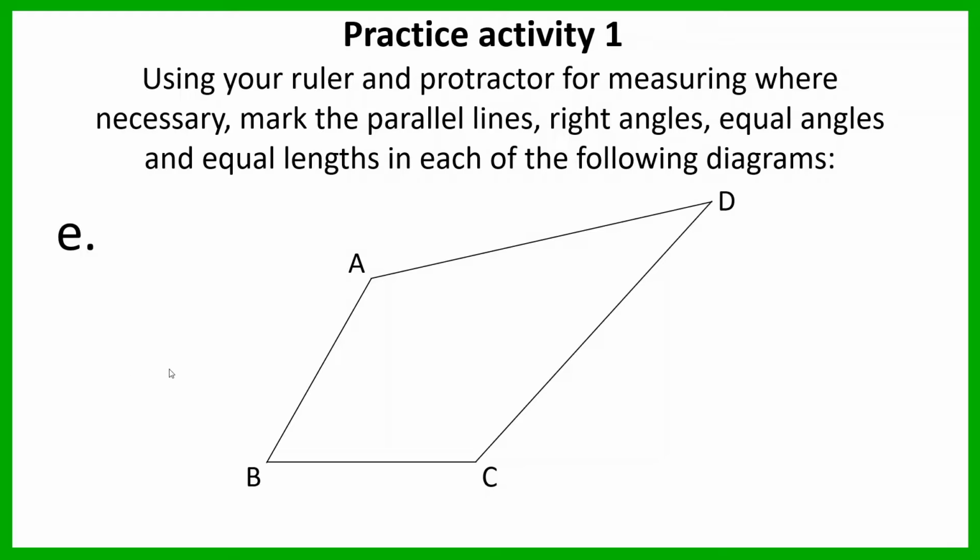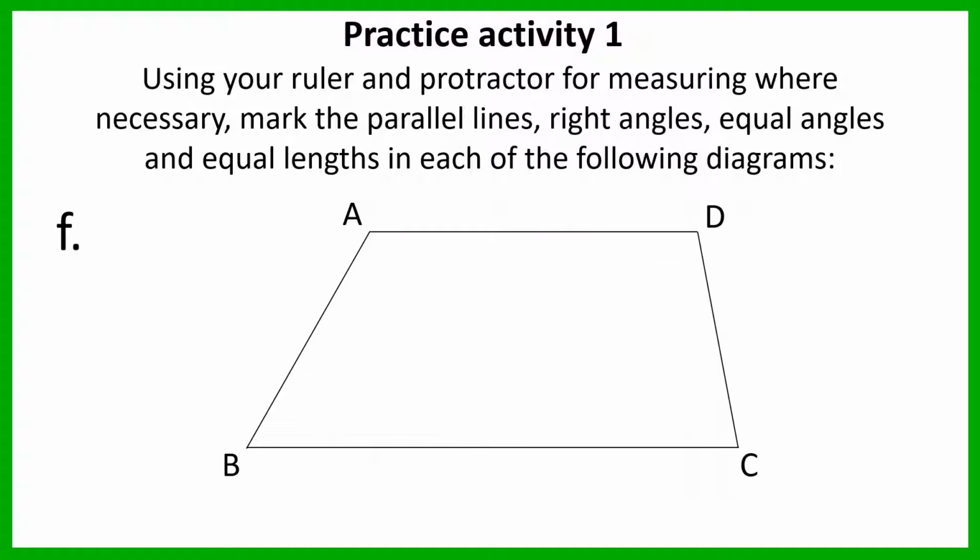Okay, now the kite is very different to the other ones we've done so far. There are no parallel lines in the kite. You should have that these sides over here are equal and these sides are equal over here. And you should have that these opposite angles over here are equal, but these ones are not equal, so we're just leaving those ones. Okay, and then the last one is the trapezium.